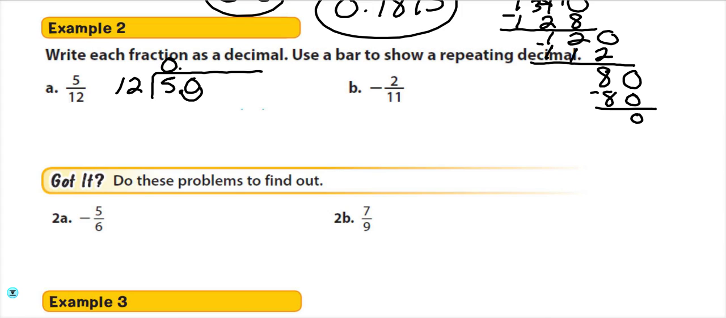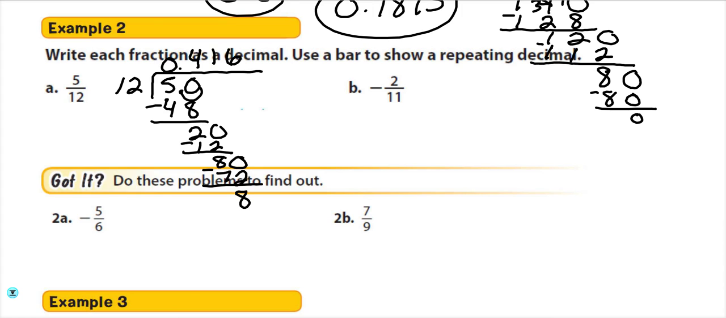Okay, so 12 will go into 50 4 times, which is 48. Give us 2 left over, bring in a 0. 12 goes into 20 just once, which is 12. That's going to be 8 left over. And we have 80, and it goes in 6 times for 72. And I have 8 again.